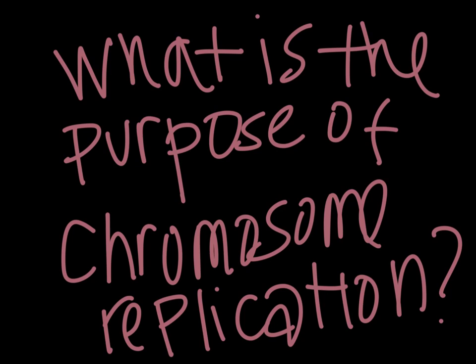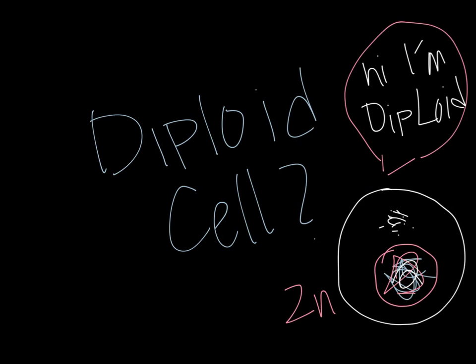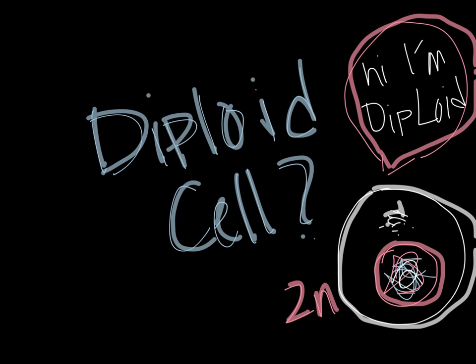Meiosis. DNA is replicated so each chromosome consists of 2 chromatids. A diploid cell is a cell that contains 2 sets of chromosomes.